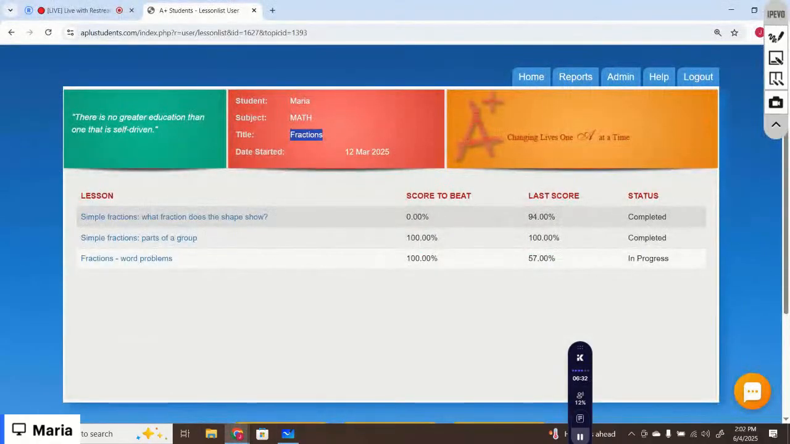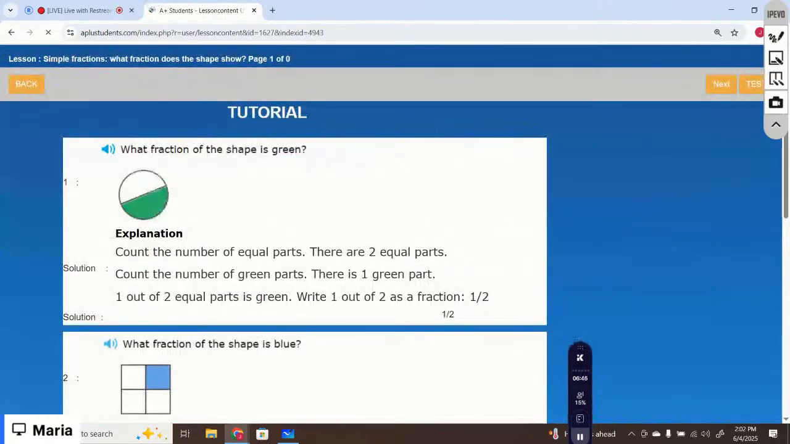And I'm on grade one math. The chapter we're on right now is fractions. Let's just start with the first lesson, that is simple fractions. What fraction of the shape is green?